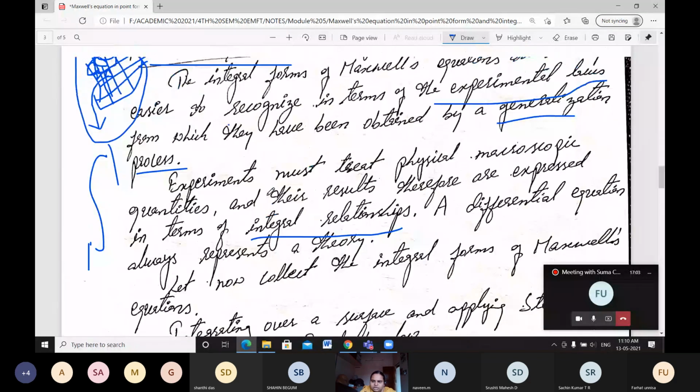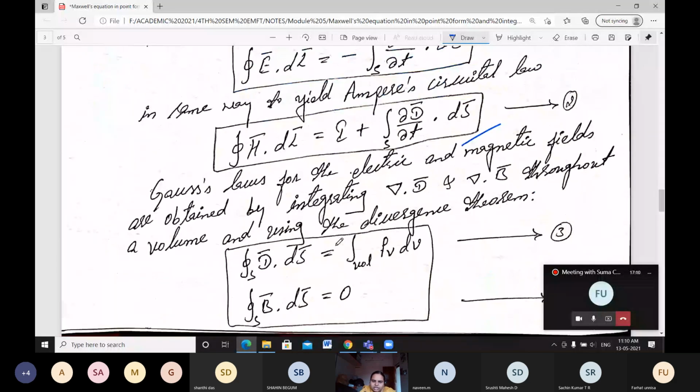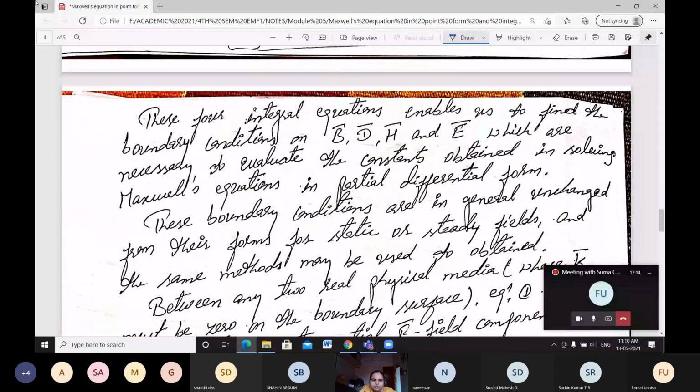Yes, these two equations, 1 and 2, and 3 and 4. These four integral equations enable us to find the boundary conditions on B, D, H, and E, due to the magnetic field and the electric field, in terms of density and intensity. Current density, this is electric flux density, this is magnetic flux density, then electric field intensity. These two intensities, right?